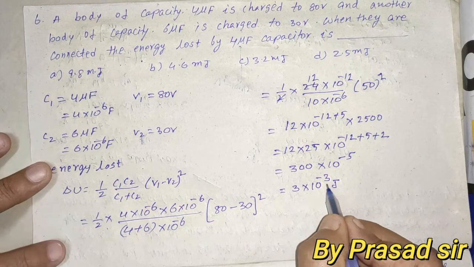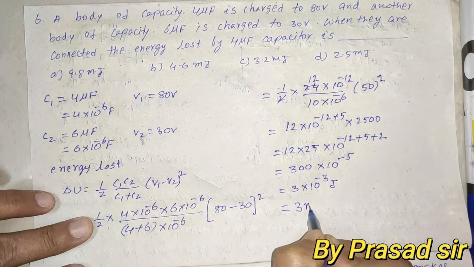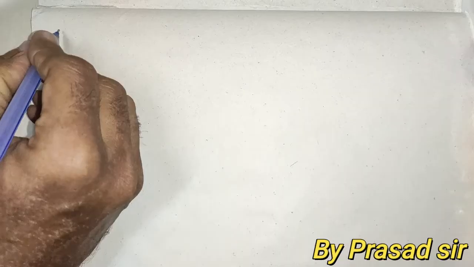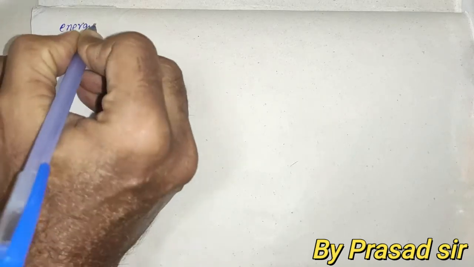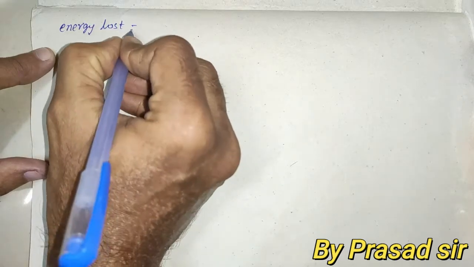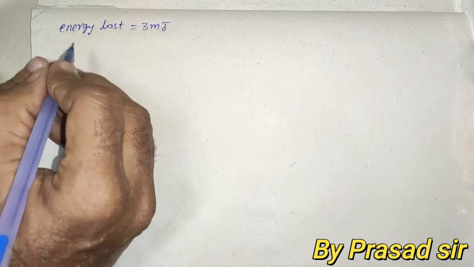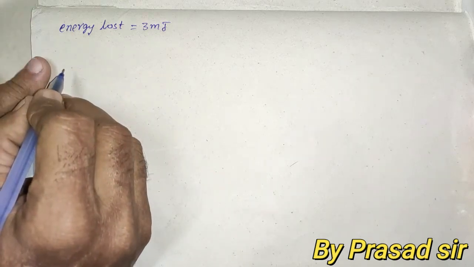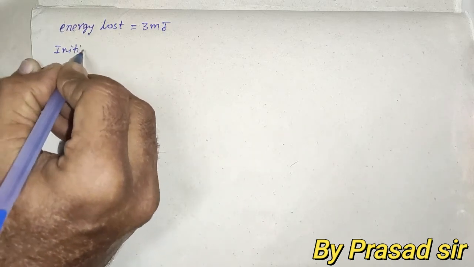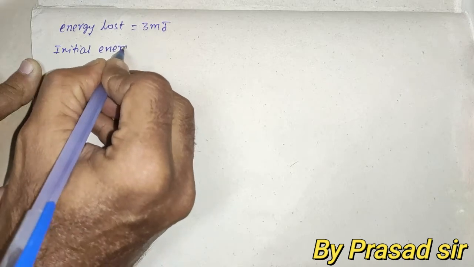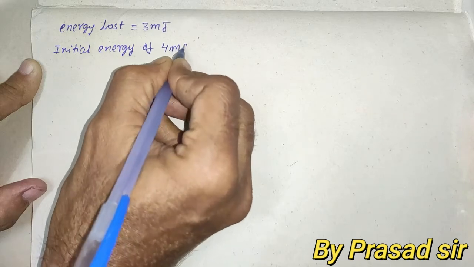So here 3 into 10 to the power of minus 3 joules, but 10 to the power of minus 3 is nothing but millijoules. Here what we calculated in this problem, the energy lost, is equal to 3 millijoules. But what they asked us to calculate is the energy lost by the 4 microfarad capacitor. So that means first of all we will take the initial energy of the 4 microfarads.